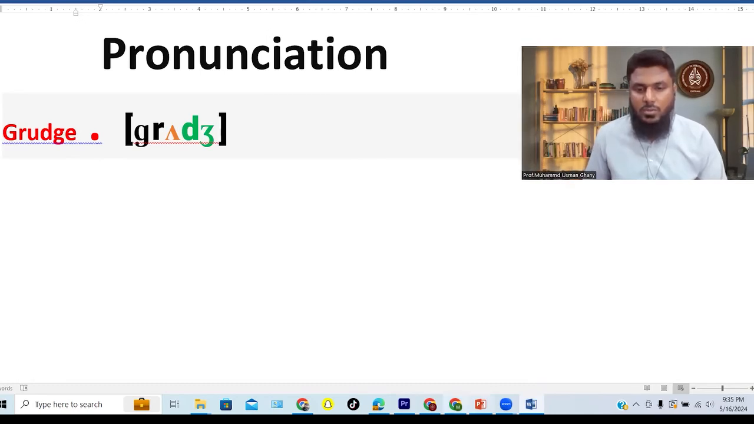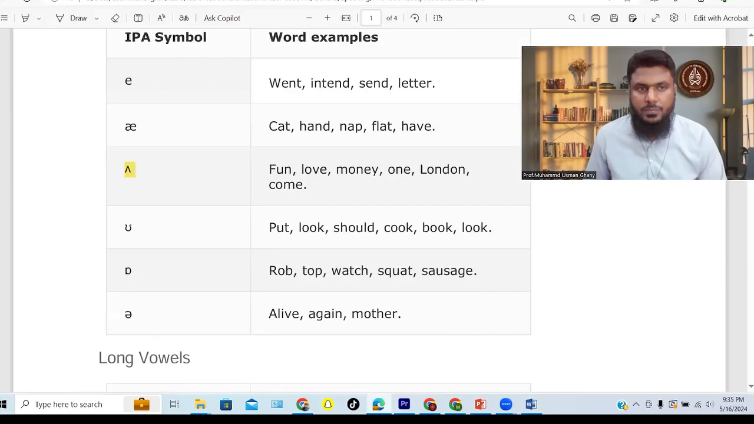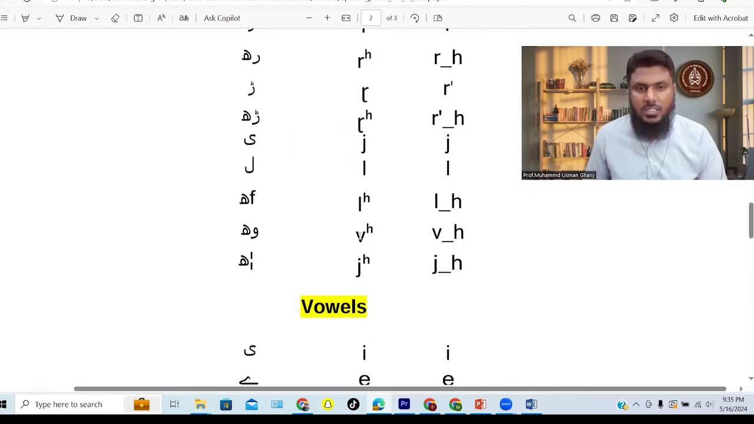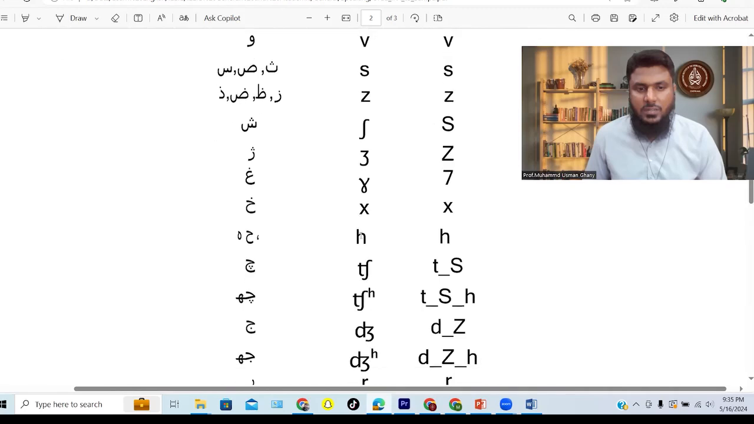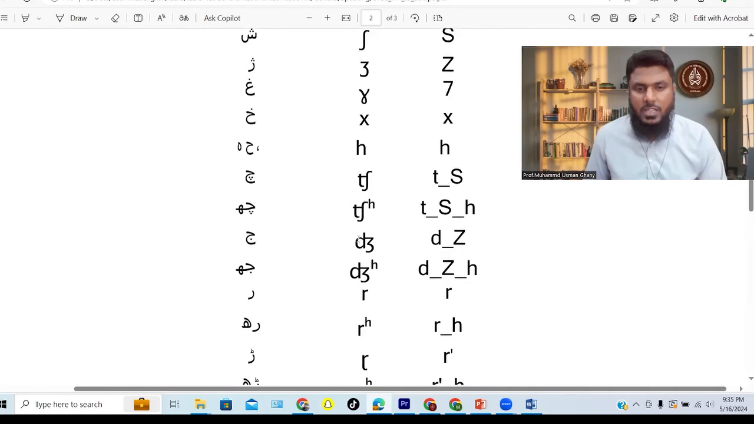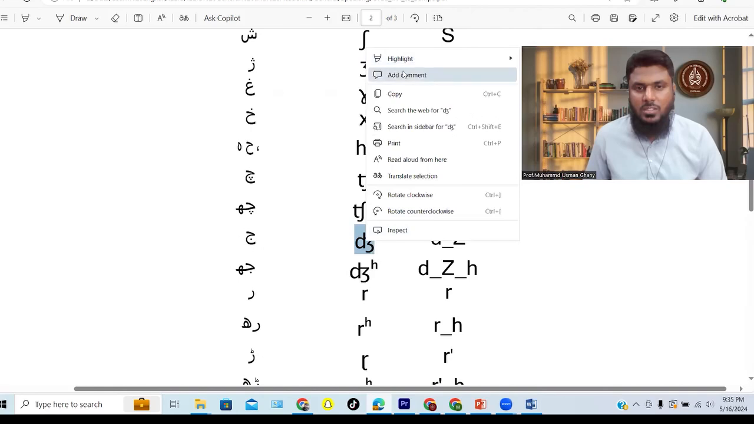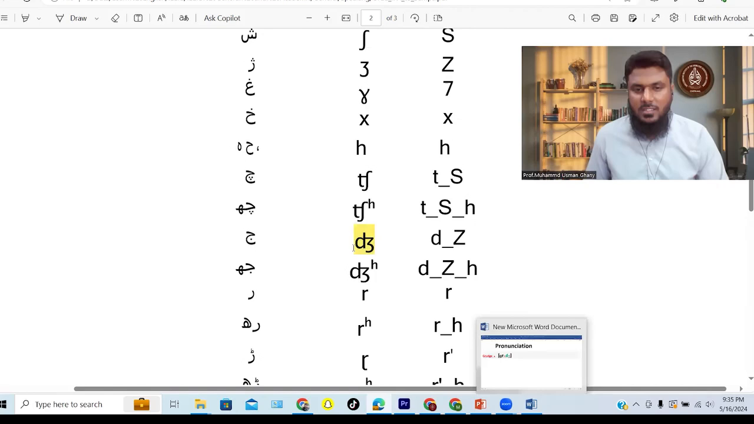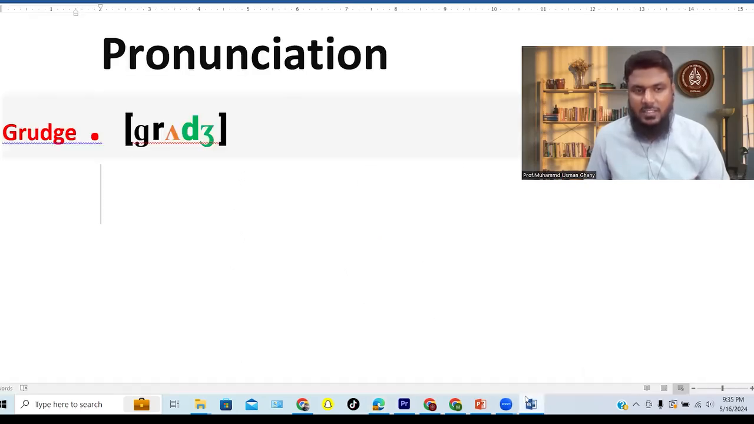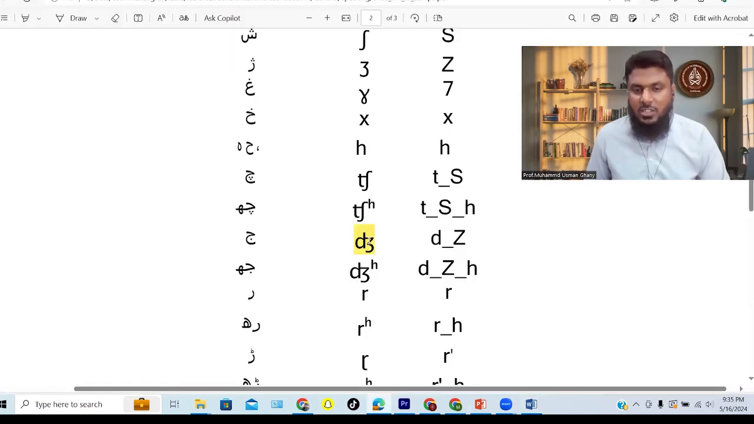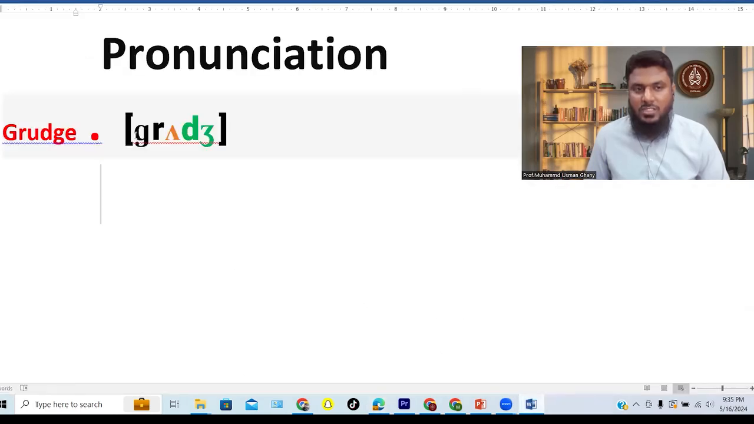So here we go, and we see that sound is actually given. Here you go. Isn't it the same sign we see there, Hidayat Khan? This one? Yes, sir. It is J. So how do we come to know? We come to know that it is ga, ra, and ja, so it becomes grudge.